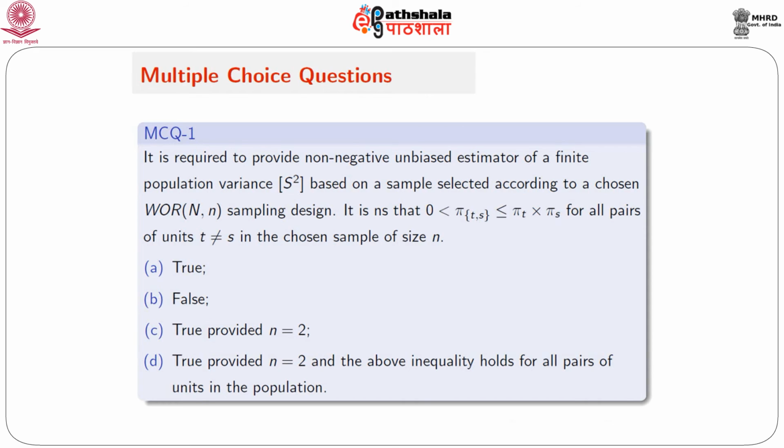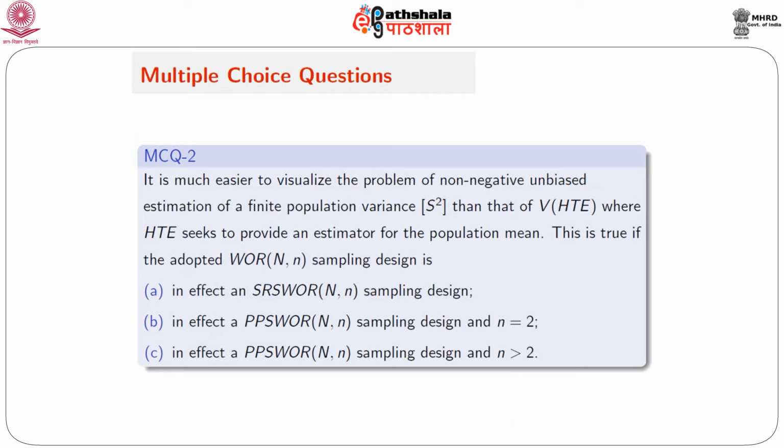What is the next one? It is much easier to visualize the problem of non-negative unbiased estimation of a finite population variance, capital S squared, than that of the variance of the Horvitz-Thompson estimator, where the Horvitz-Thompson estimator seeks to provide an estimator of the population mean. Okay. This is true if the adopted WOR sampling design is, in effect, a simple random sampling without replacement design, in effect, a PPS-WOR sampling design with small n equals 2, in effect, a PPS-WOR sampling design with small n more than 2.